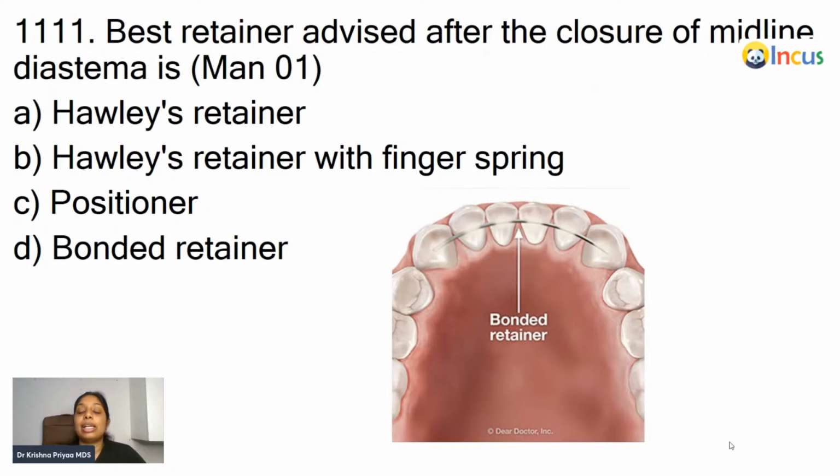So the best retainer advised after the closure of midline diastema is bonded retainer. We've discussed that midline diastema is a very difficult condition because it needs prolonged retention. Prolonged retention means long-term wear, which is why we give a bonded retainer on the lingual side, so that the retention plan will also be prolonged and it won't be any difficulty for the patient, because the patient will not forget to wear it. It will be long standing and it will also be a permanent one.